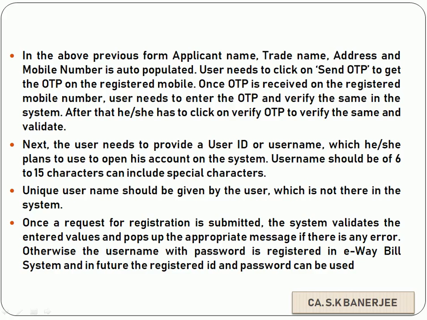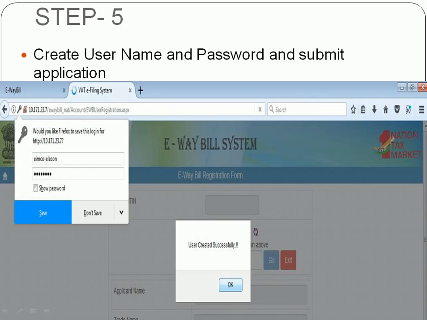Otherwise, the username and password are registered on the e-waybill system, and the registered username and password can be used in the future. So for the first bill only, you have to generate the username and the password, and thereon the same username and password will be used in future. So which is the fifth step? You have to create the username and password, and you have to submit the application. Okay, so a pop-up like "user created successfully" will come here.